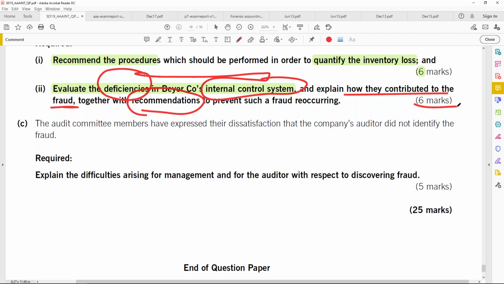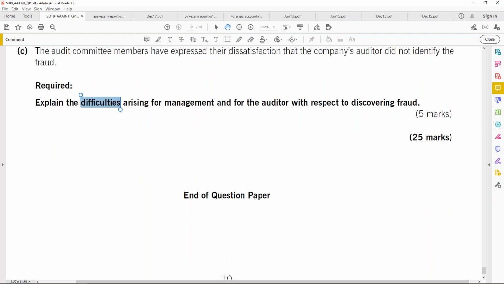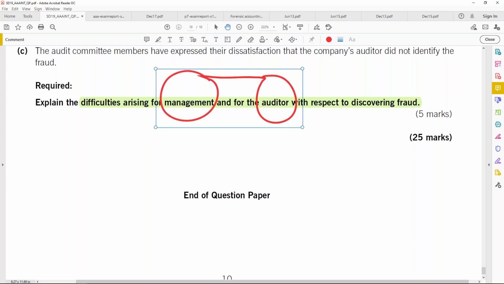Okay, comes to the last one. Explain the difficulties arising for the management and the auditor with respect to discovering frauds. What difficulties can the management face when they are discovering fraud? And what difficulties can the auditor face? Is that not knowledge for 5 marks? What difficulties will the auditor face? What difficulties will the management face when they're discovering frauds? 5 marks.